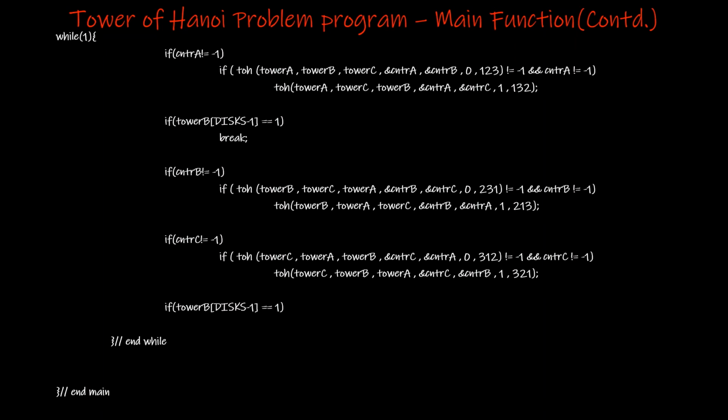And after that we check whether we have 1 at the topmost position in tower B. Why are we doing this again? Because there was a call to the tower of Hanoi function, and there was a transfer from tower C to tower B. So if there is a change in the disk arrangement in tower B, we have to check whether tower B has got the final arrangement, and that is why we are checking the condition again. If the condition is true, we break the loop. Okay, this ends our main function.